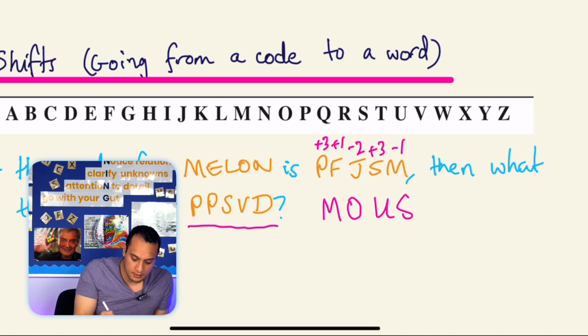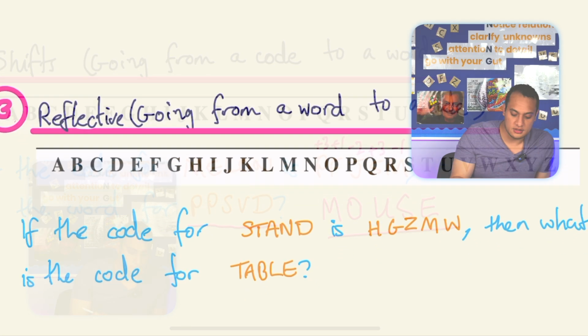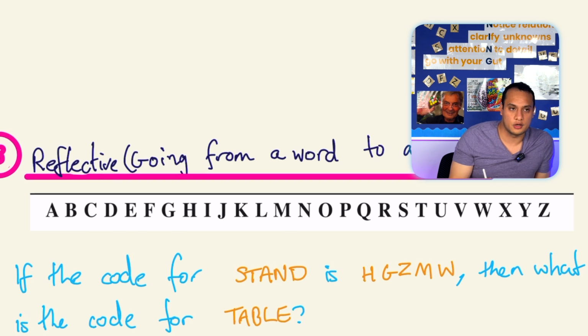And then because we're moving back to get from N to M, we're moving back 1. We've got to move forward 1 from D. So forward 1 from D is E. So our word will be mouse. Those are the first types of code.